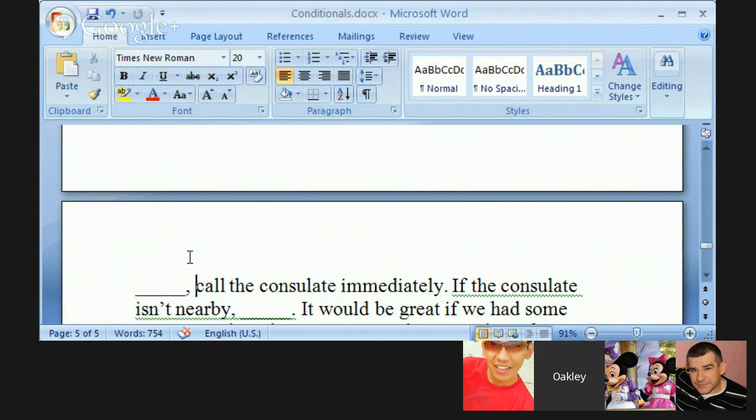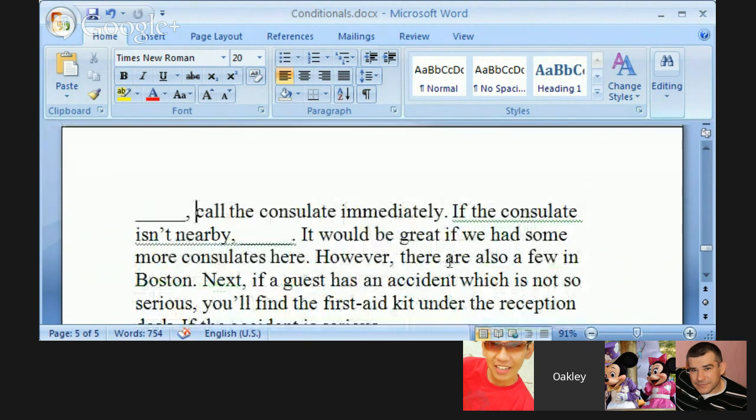So there's a couple things missing, not just the will, but the entire subject with will, with the auxiliary verb and the subject noun. Okay, that's an important thing to note.